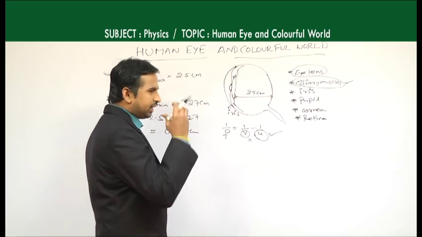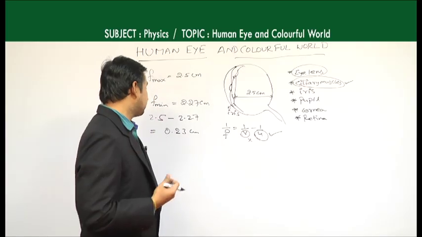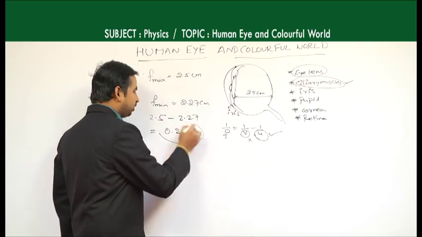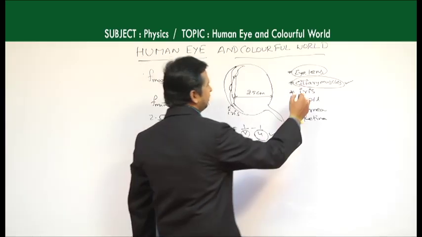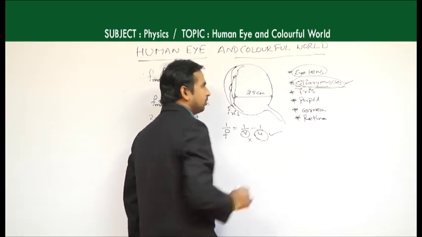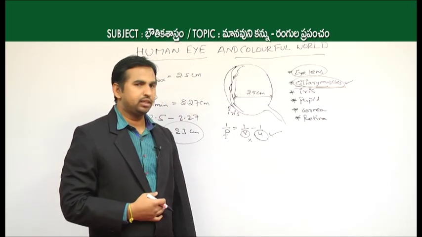So, we can adjust our eye lens, which can be stretchable or flexible up to 0.23 centimeters. This work is done by our ciliary muscles. Okay. Now, when we come to the next case, which is the importance of the iris.